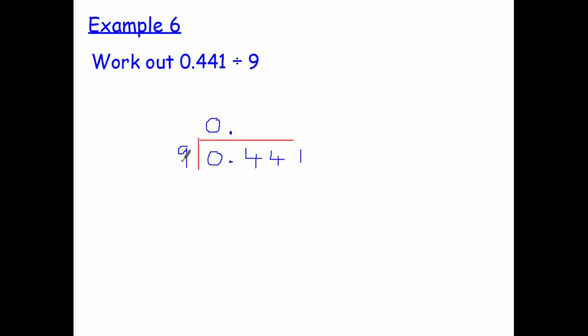My next question is how many 9s in 4? Well, there are no 9s in 4, but I still have to think about that 4, so I'm going to put it here. So my new question is how many 9s in 44? Well, 9 4s are 36, and then I have 8 left over. And how many 9s in 81? Well, 9 9s are 81. So my answer to that is 0.049.